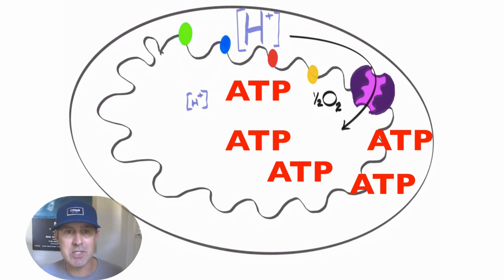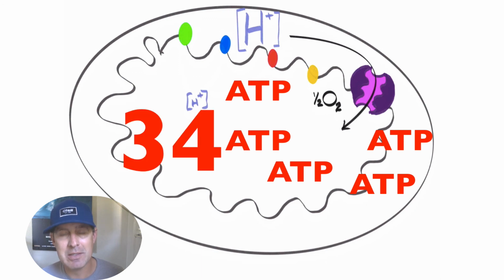In this process, from one glucose molecule, the 8 NADH molecules and the 2 FADH2 molecules will produce upwards of 34 ATP. Keep in mind we had 2 ATP from glycolysis, 2 ATP from the Krebs cycle, 34 from the electron transport chain in chemiosmosis. If I do my math correctly, I think that's 38 ATP molecules. That is cellular respiration.